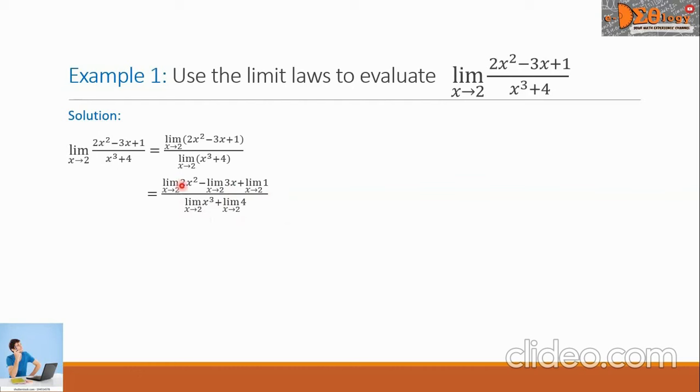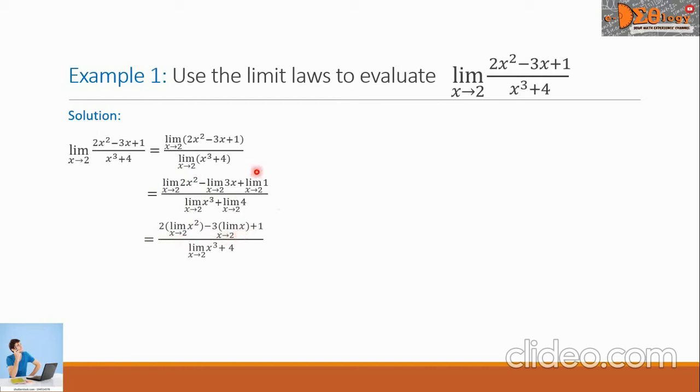Simplifying further, in our numerator, in the expression here, we can show that this constant 2 can be moved out, and we will take the product of 2 times the limit of x squared. We will do the same for this expression. So we can show that 2 times the limit of x squared as x approaches 2 minus 3 times the limit of x as x approaches 2.